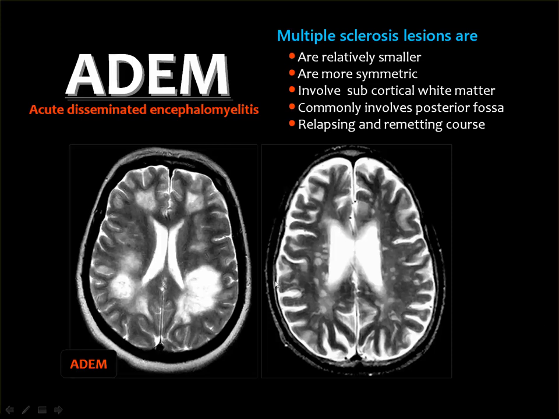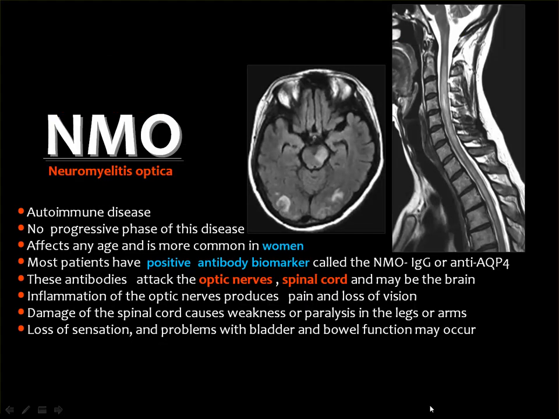And this is a comparison between ADAM and MS. Multiple sclerosis plaques are relatively smaller. They are more symmetric. They involve the subcortical white matter. They commonly involve the posterior fossa, and there is a relapsing and remitting course, although the recent literature says that the MS may have a relapsing and remitting course.